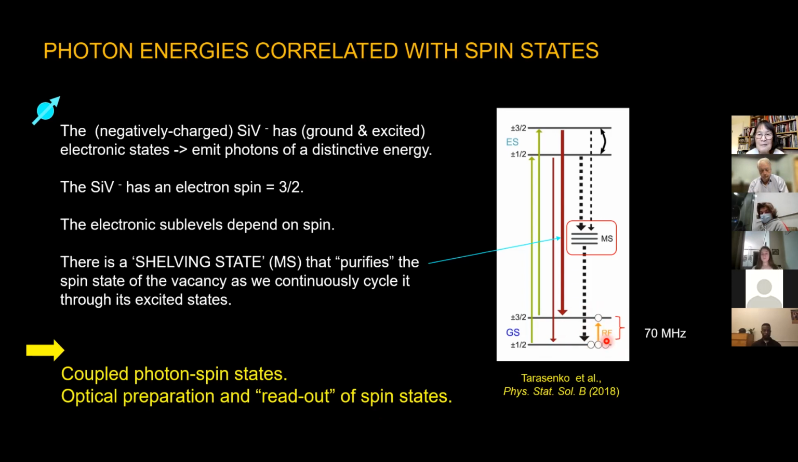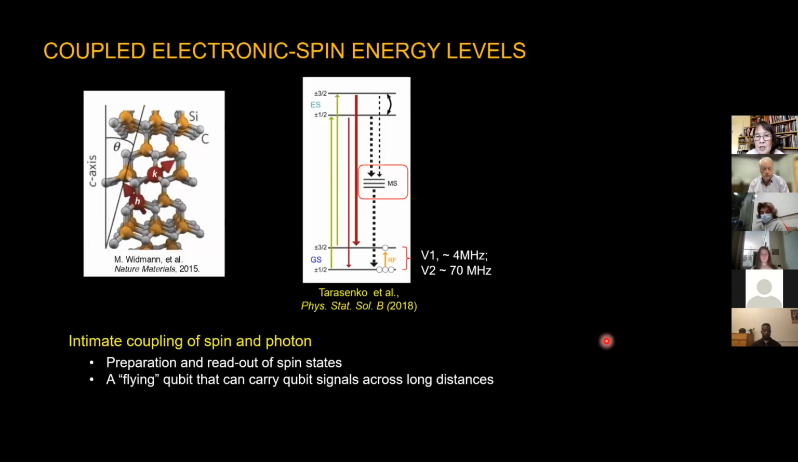But that's a level of detail I'm not going to get into today, because we'll focus on the optical properties. So basically, the important thing is that there's an intimate coupling of spin and photons that allows us to prepare and read out spin states using photons.